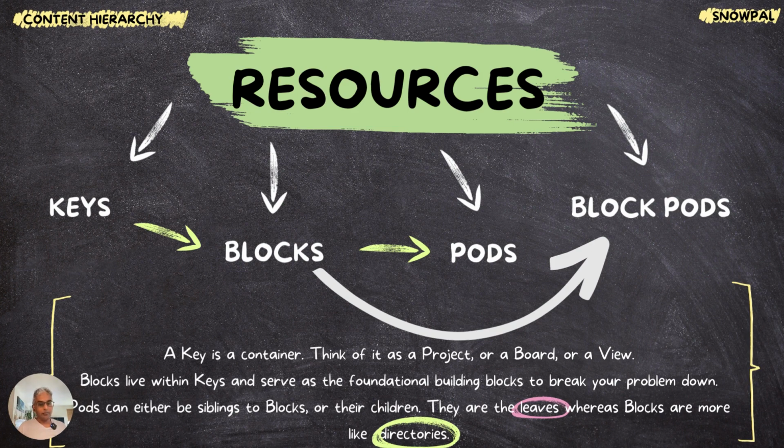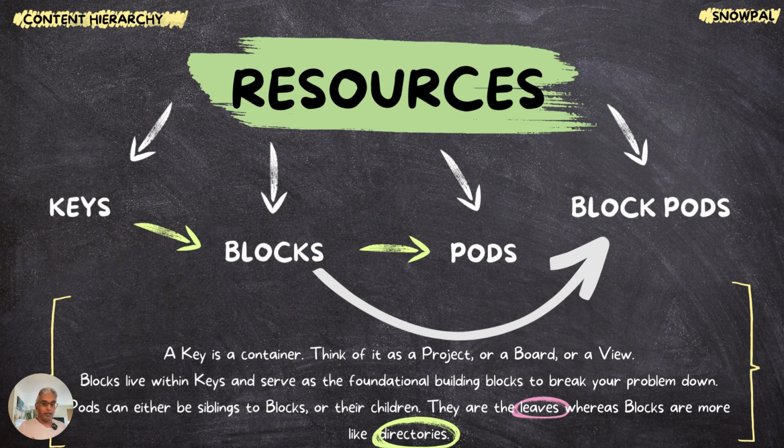It's a container. Now, blocks live within keys and serve as the foundational, quote unquote, building blocks to break your problem down, right? So once you have a container, you want to break that problem down into granular items, right? So blocks serve that particular purpose. Now, pods are very similar to blocks, but there are some differences, right? Pods can be children to keys, in which case they become siblings to blocks, and they are similar in that sense. But they're different because blocks are like folders, meaning you can have something underneath them, and pods are like files or leaves, meaning that is the lowest level. That is literally the single most important difference between those two items.